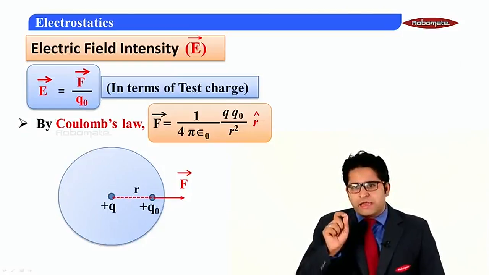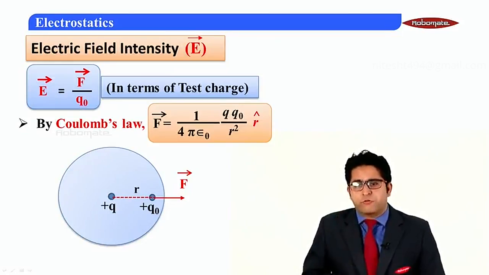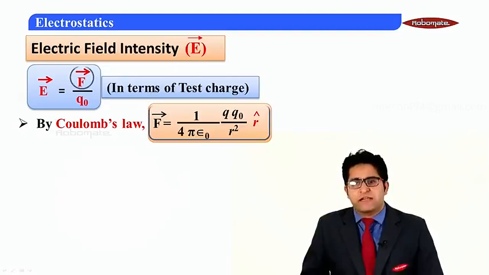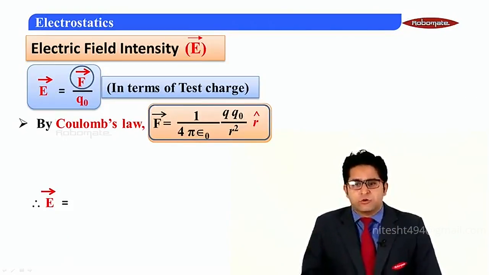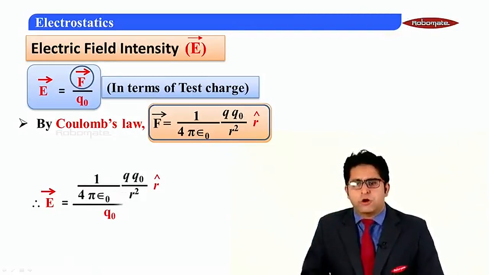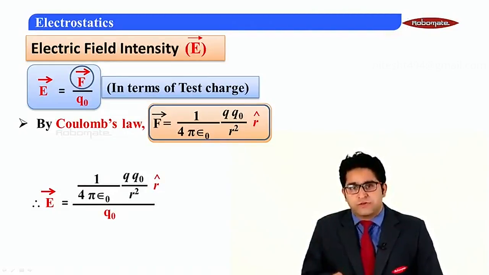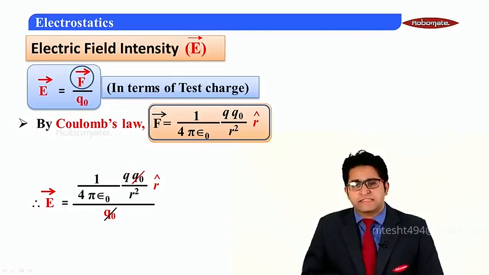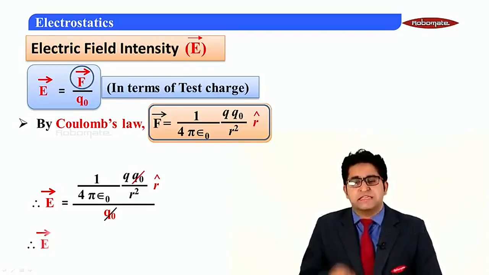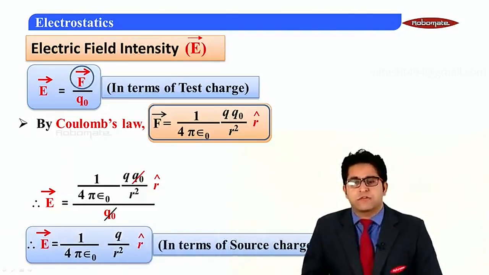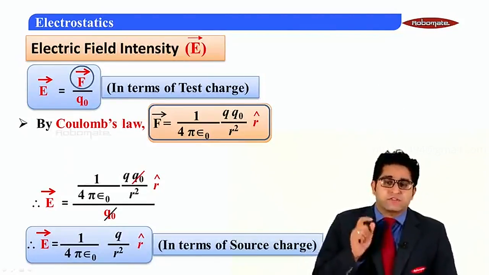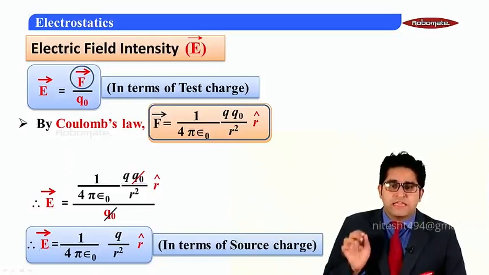Now I'll be putting this particular value of force in the equation of electric field intensity. Once I put this value, I'll get vector E is equal to 1 by 4 pi epsilon naught Q into Q naught upon R square into unit vector upon Q naught. So I can cancel out this Q naught and Q naught. Once I cancel out Q naught, I'll get the final expression as E is equal to 1 by 4 pi epsilon naught Q upon R square into unit vector R. And this is nothing but the formula for intensity in terms of source charge.